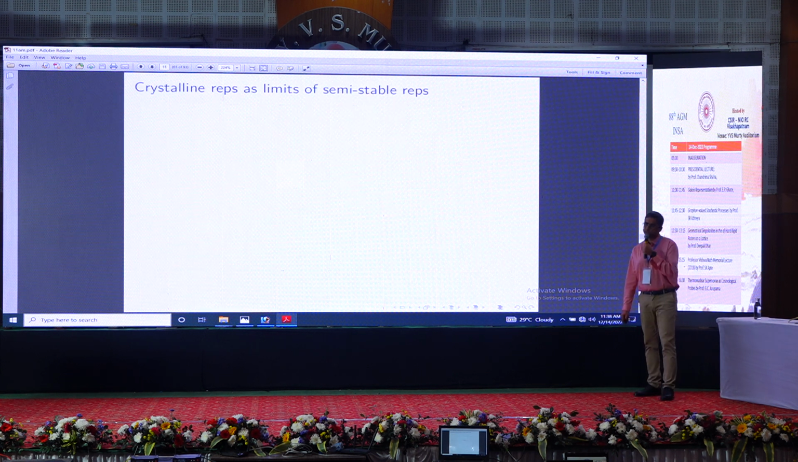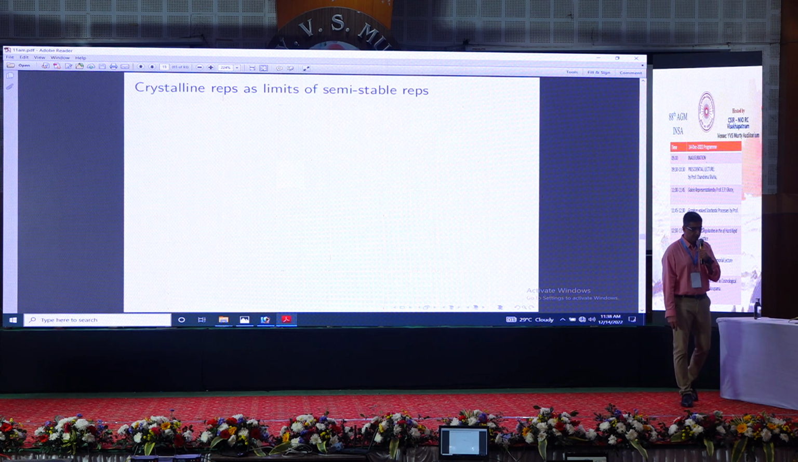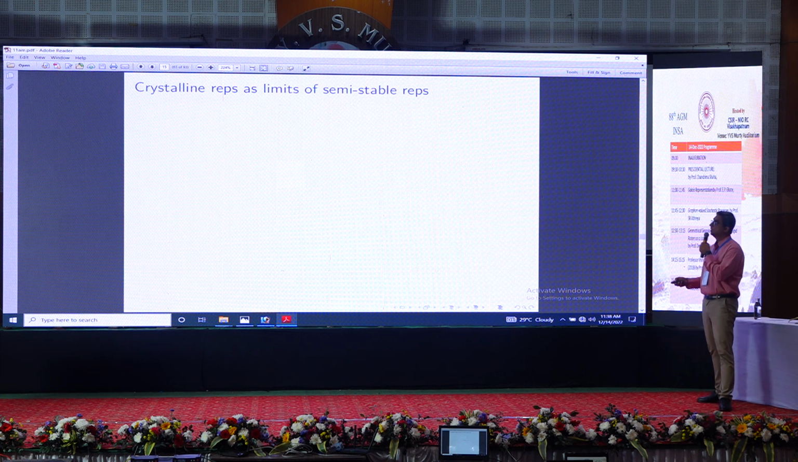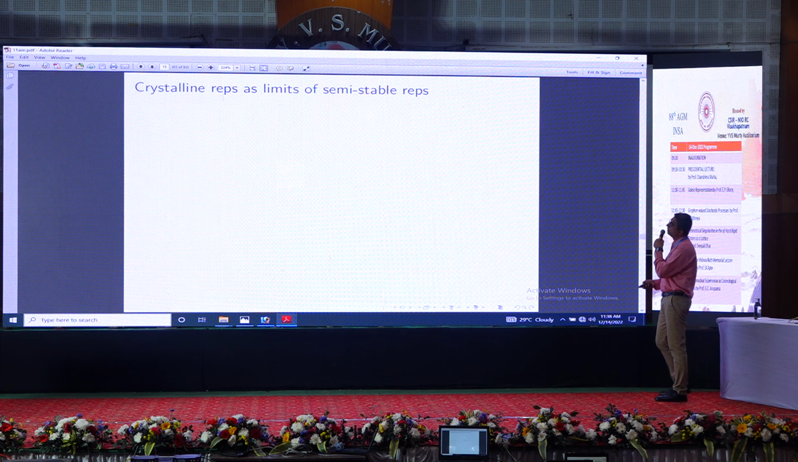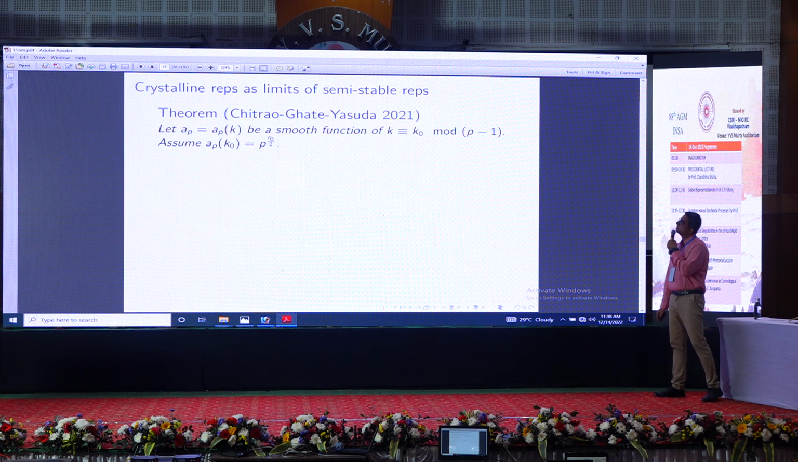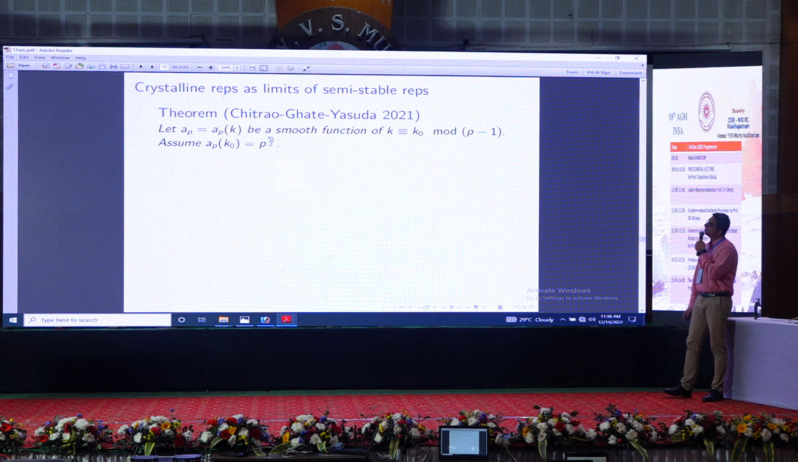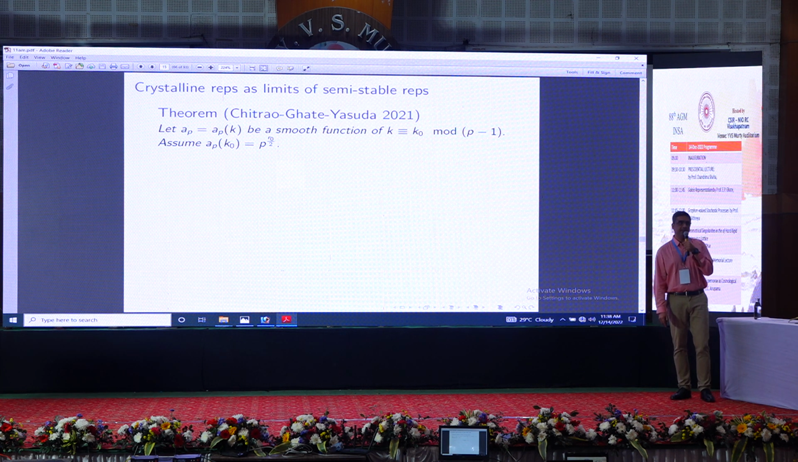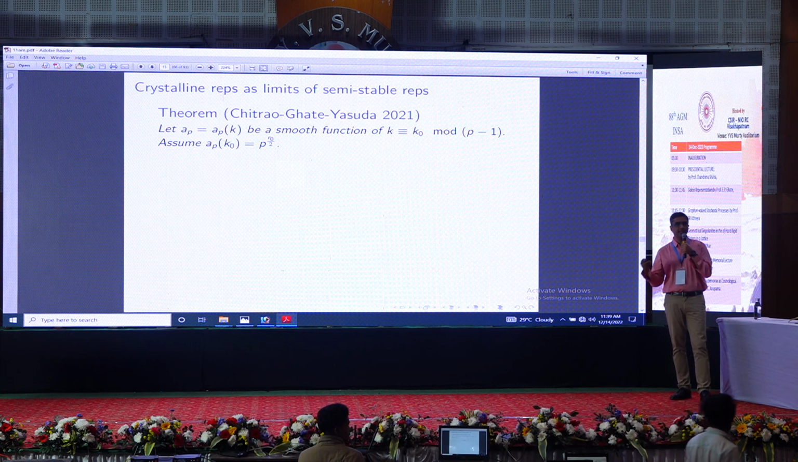Okay, so here's the first limiting result, part 1 of that sketch of proof I did, and then part 2. So now assume that your a_p is not just a fixed number. Suppose that a_p varies in a family, because you want to take some limits. So suppose that a_p is a function of the weight k. Remember, you have this V_{k,a_p}.